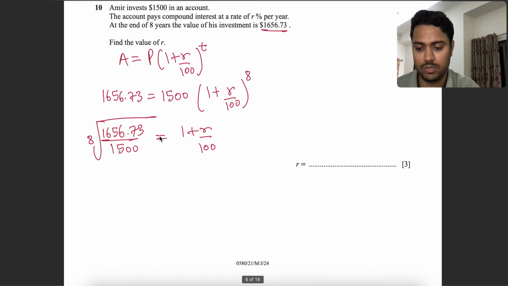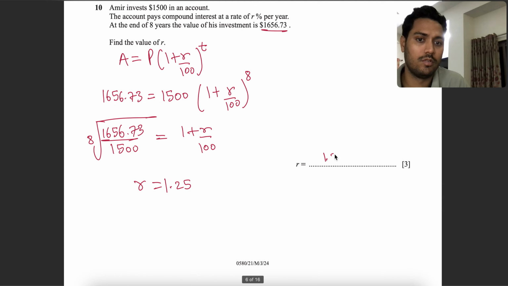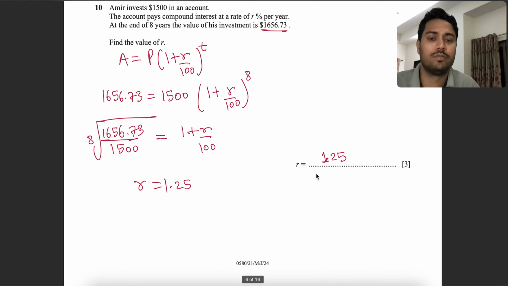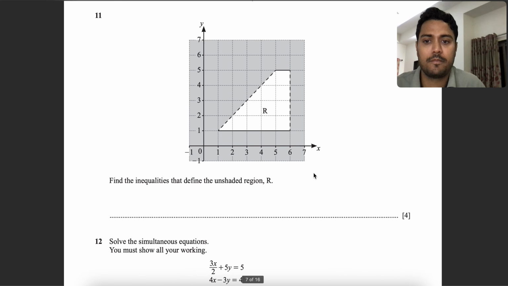So simply, fraction 1656.73 divided by 1,500 raised to 1 upon 8, and then minus 1 and multiplied by 100. So R is going to be 1.25. That's the value of R, 1.25. Moving on to question number 11.